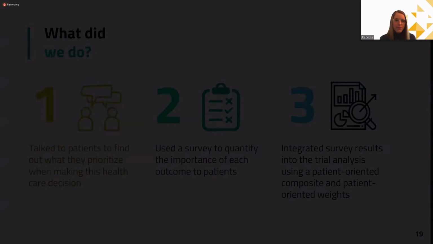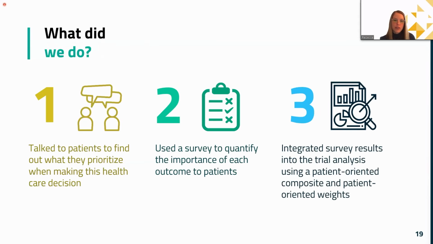So we looked to see what we could do to make these results easier to use in clinical practice. So first, we talked to patients to find out what they prioritize when making this health decision. Then we used a survey, a preference elicitation survey, to quantify the importance of each of the outcomes that we heard from patients were important. And then we integrated those results into the trial analysis using a patient-oriented composite and patient-oriented weights.